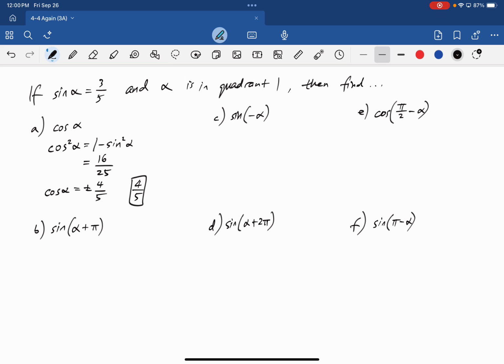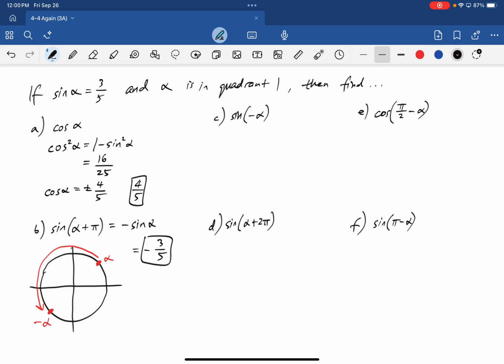Second question, sine of alpha plus pi. Here, we're going to use logic that we get from the unit circle. The idea is that if alpha is here, then alpha plus pi is right here. Right? So that's going to flip our y-coordinate. It's essentially a reflection across the origin. So the y-coordinate is going to flip, which means that sine of alpha plus pi is negative sine of alpha, or negative 3/5.